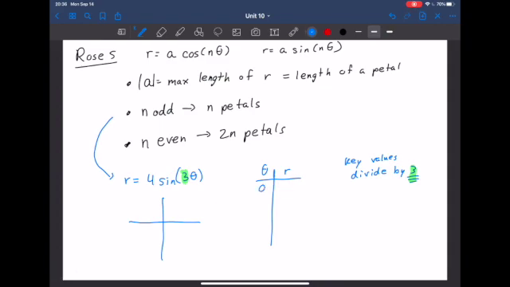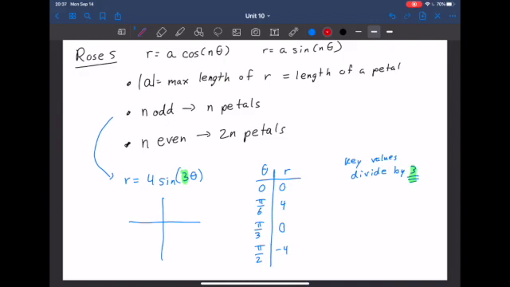So I'm going to have 0. Instead of pi over 2, talking about pi over 6. Instead of pi, talking about pi over 3. Instead of 3 pi over 2, talk about pi over 2. And we could keep going if we wanted to, but this is enough to give me one of the petals truly. Okay, so we'd have 0, 4, back to 0, and then negative 4.